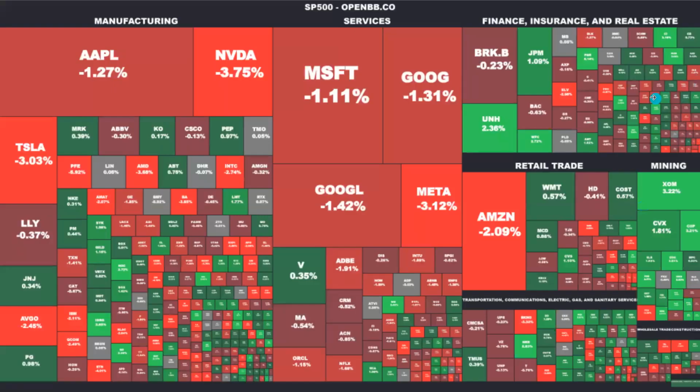Now, let's take a look at the heat map from Friday, and it was brutal, right? I mean, we saw miners going up. Okay, gold has been popping a lot recently, as well as energy. But big tech had a terrible day on Friday, and overall it was a pretty brutal day.